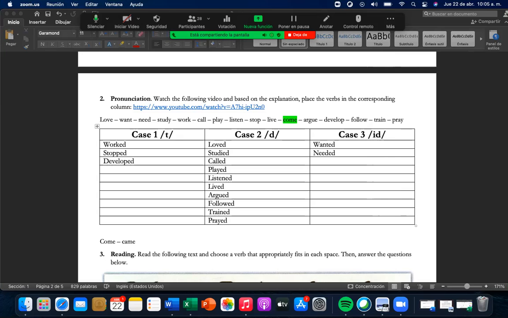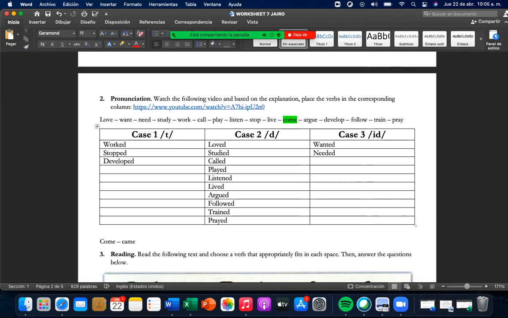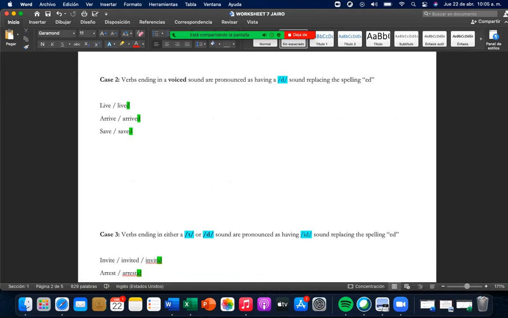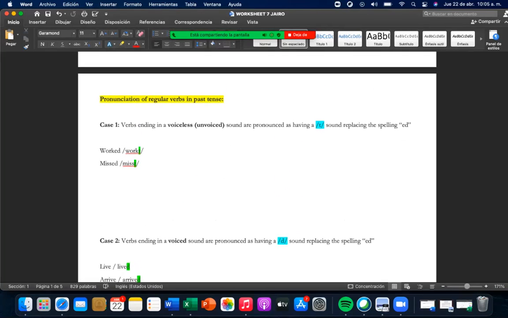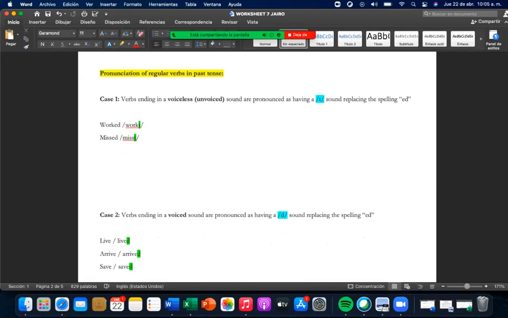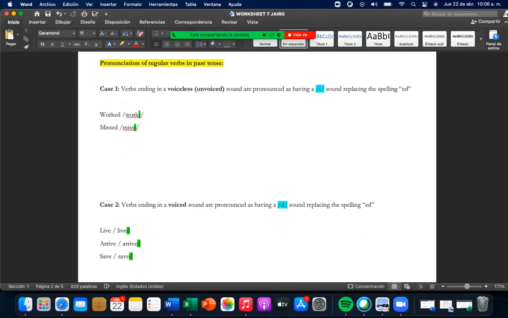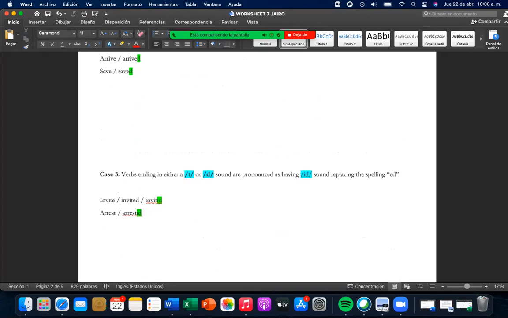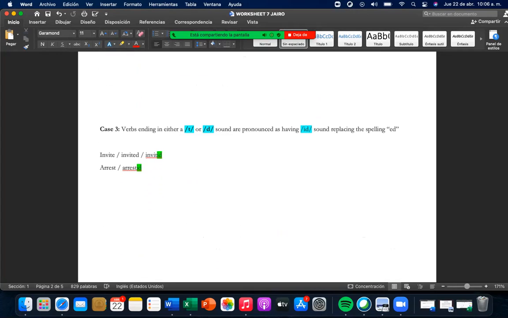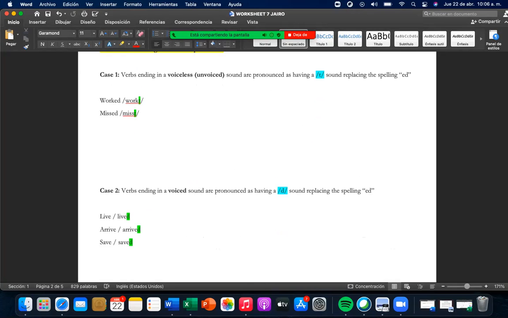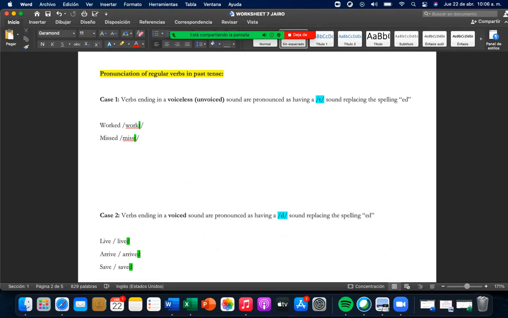Okay, there you go. Okay, so remember that last class we were practicing a lot these different cases that we have in English for the pronunciation of the regular verbs in past. Remember that we were talking about case number 1, case number 2, and case number 3. And remember that there are different characteristics of each case. For example, in case number 1, remember that is when we have verbs ending in voiceless or unvoiced sounds.